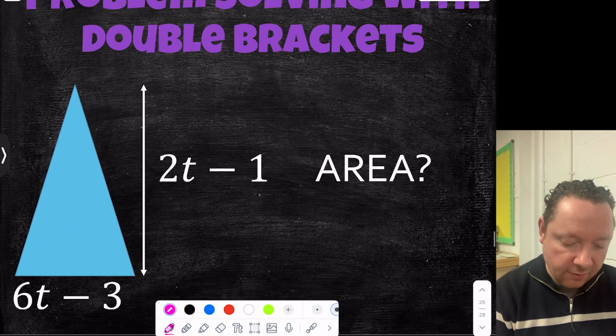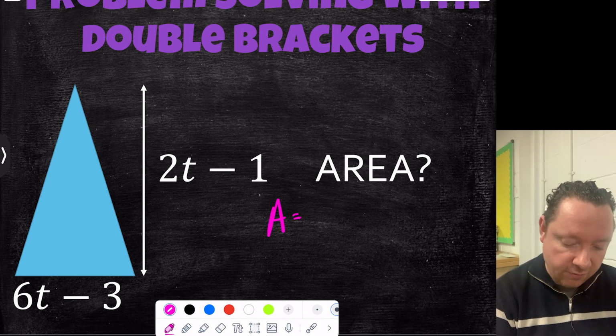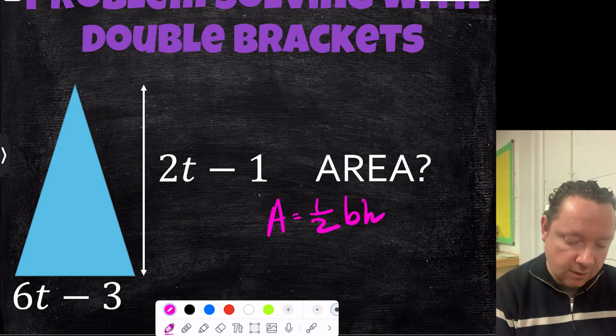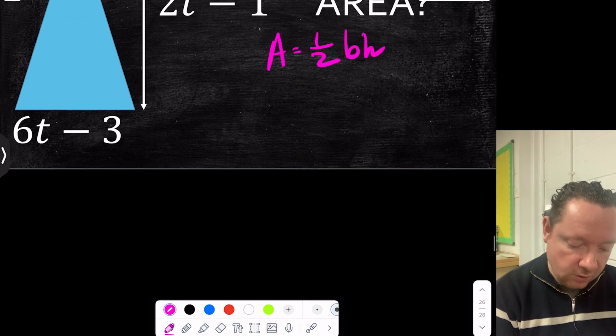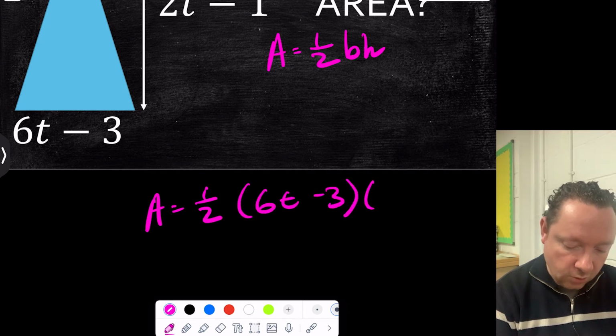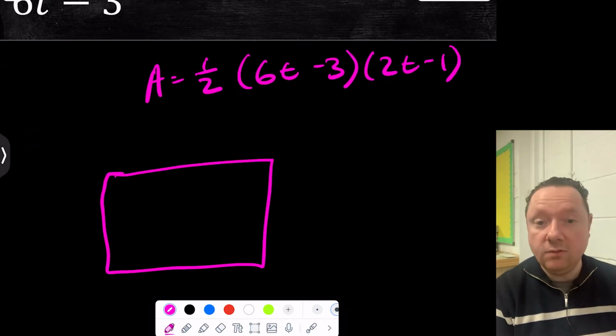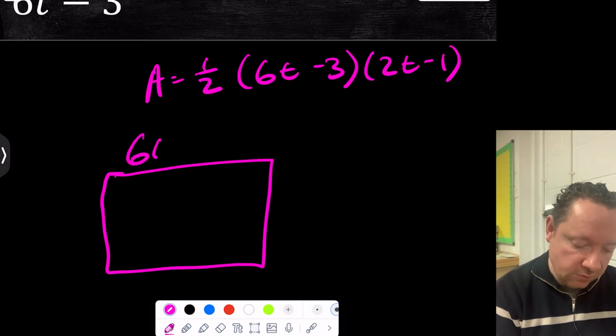Here's another example like that, but this time a triangle. So area is half the base times the height. So for this one, our area is going to be a half of 6t minus 3 times 2t minus 1. So we'll expand and simplify our brackets first. 6t minus 3 times 2t minus 1.